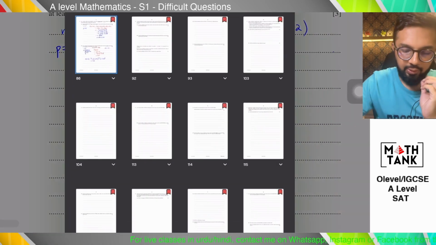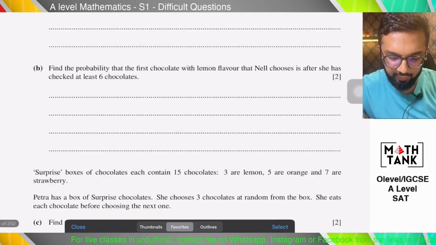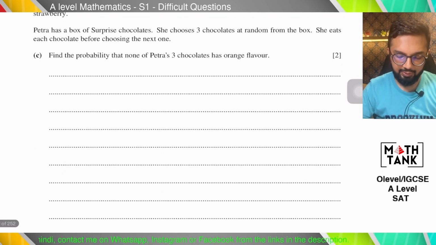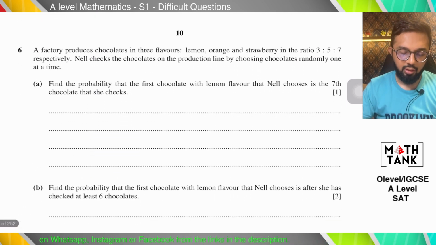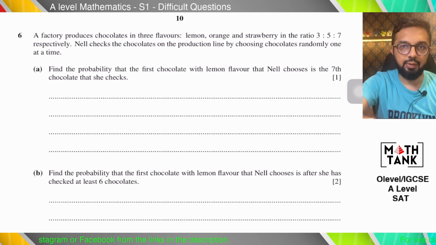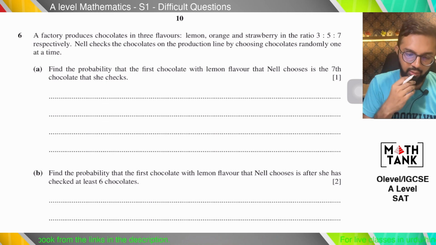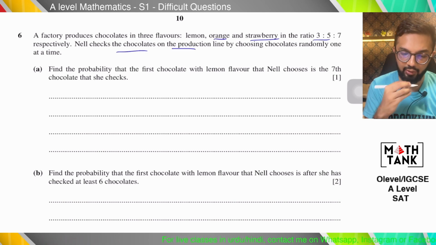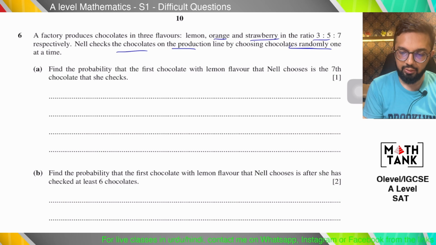Let's go on to the next one that I have here for you. This is question number 6 from the same paper. It says a factory produces chocolates in flavors lemon, orange, and strawberry in the ratio 3:5:7. Nell just checks the chocolates on the production line by choosing the chocolates randomly one at a time. Find the probability that the first chocolate with lemon flavor that Nell chooses is the seventh.